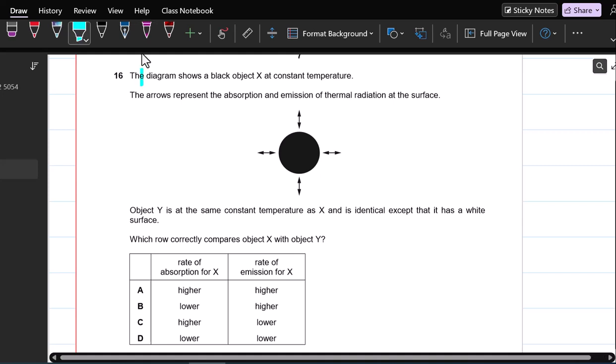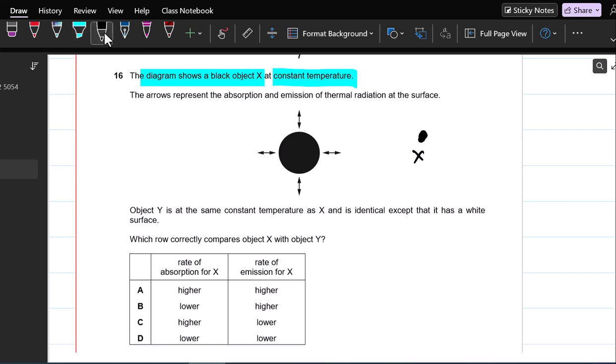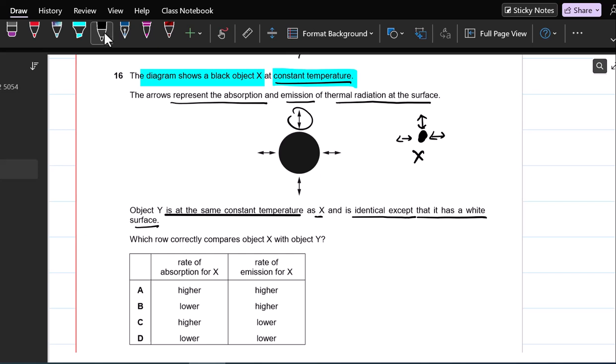Moving to question 16. The diagram shows a black object X at constant temperature. So this is black object X. The arrows represent absorption and emission of thermal radiation. Object Y is at the same constant temperature as X, and is identical except that it has a white surface. So here we have the white surface, that is Y. Everything is identical except color.